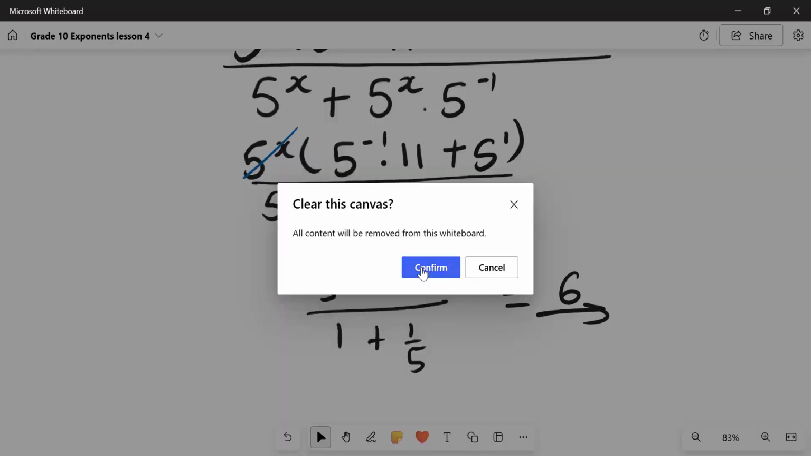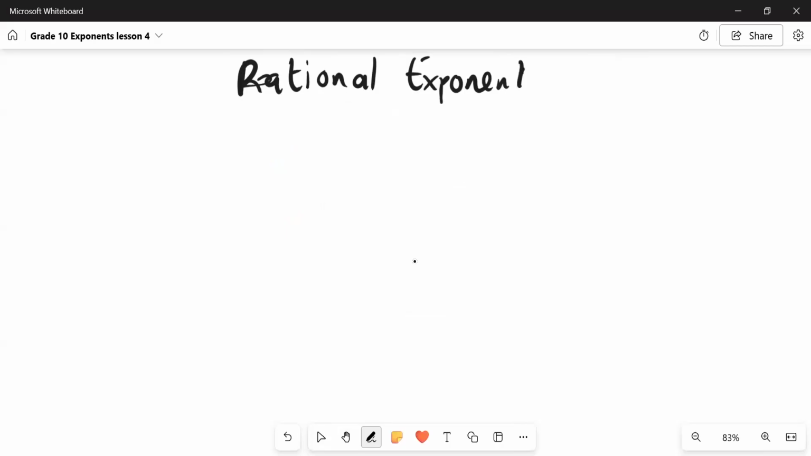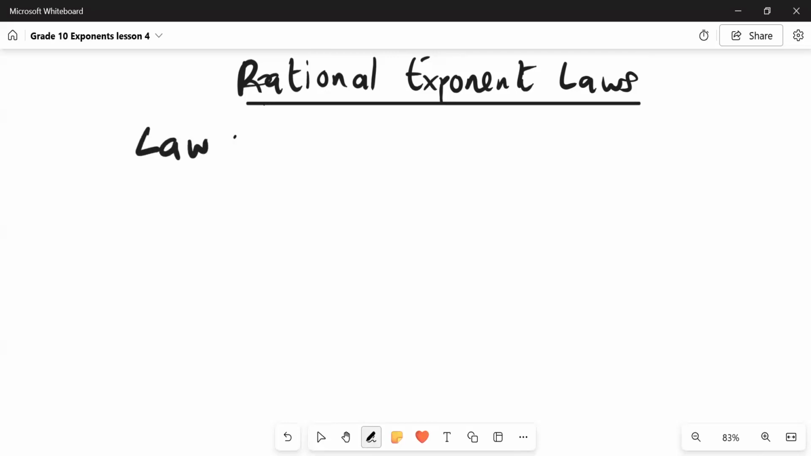And then we move to rational exponent laws. Obviously here for this topic, you will learn the rules for when exponents are rational. So law number one.